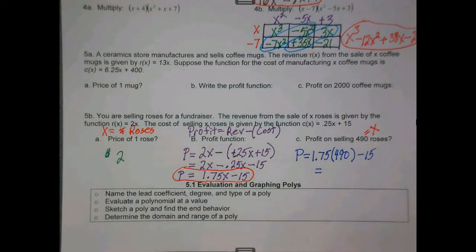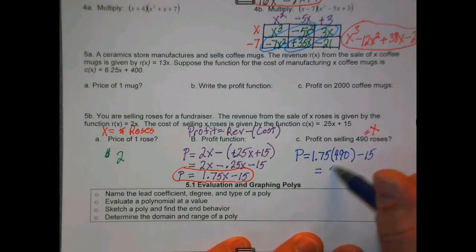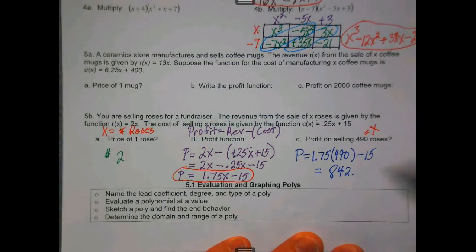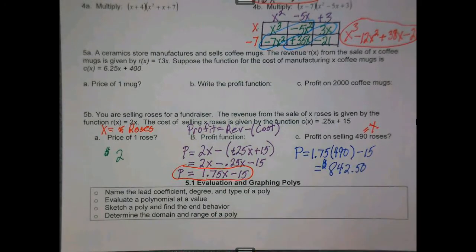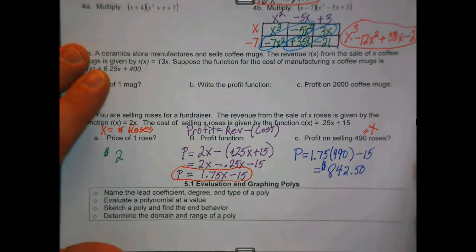Do we have any human calculators? $842 what? So $842.50. Not for 500 roses. Shut up, I didn't ask you.